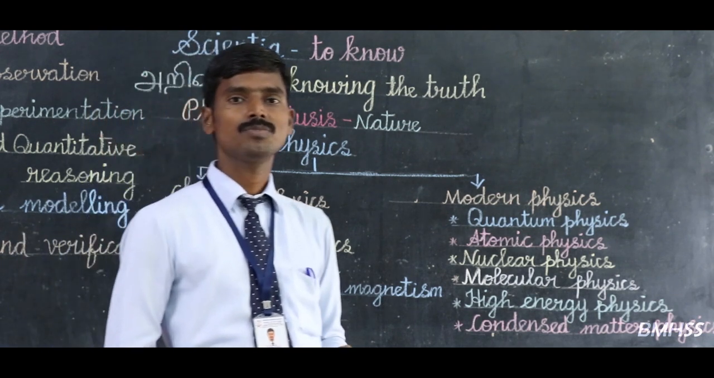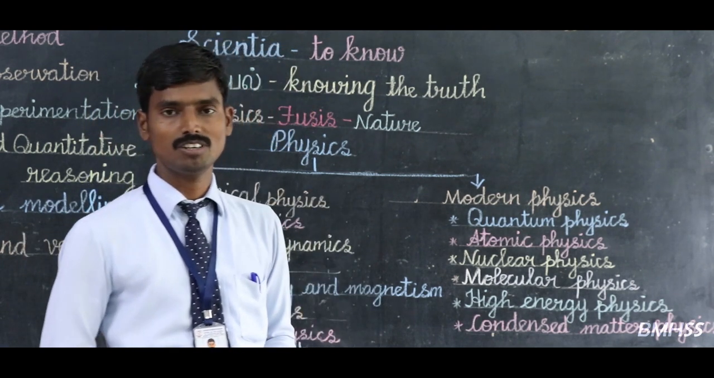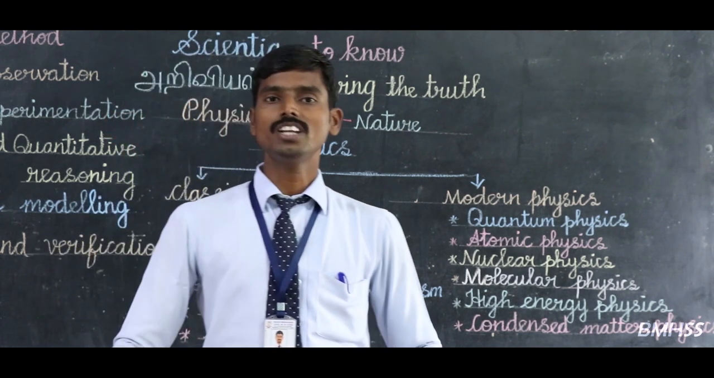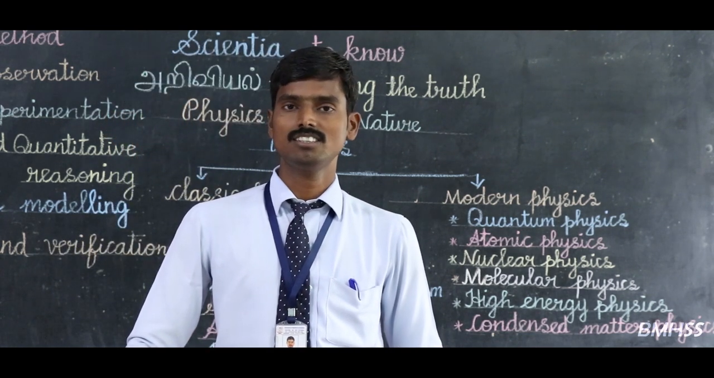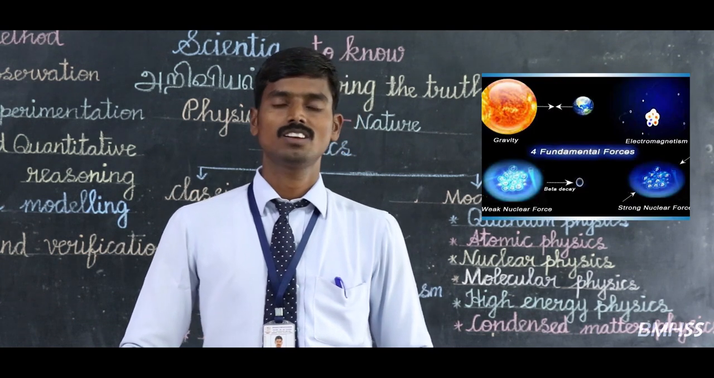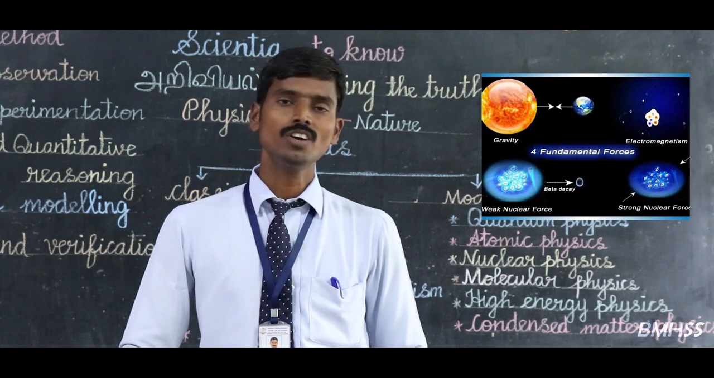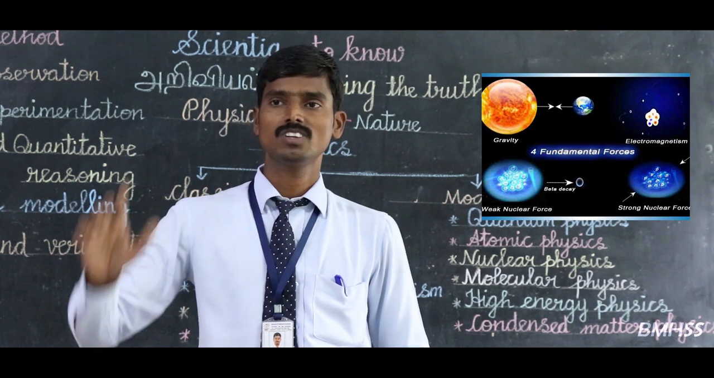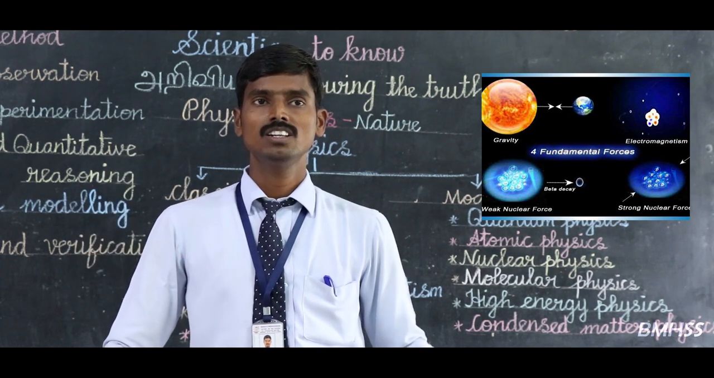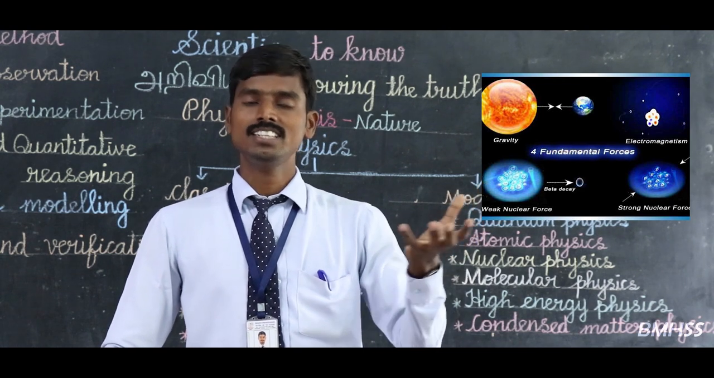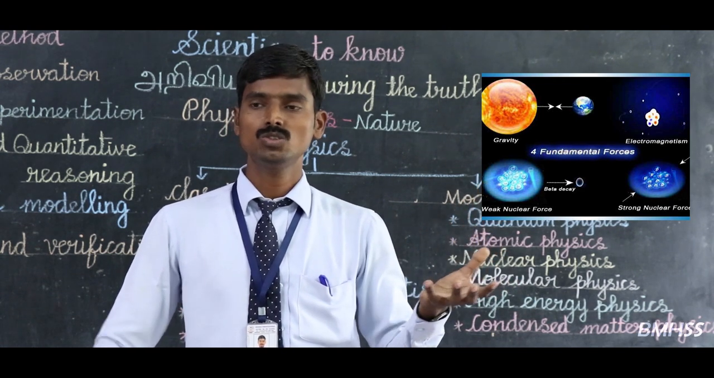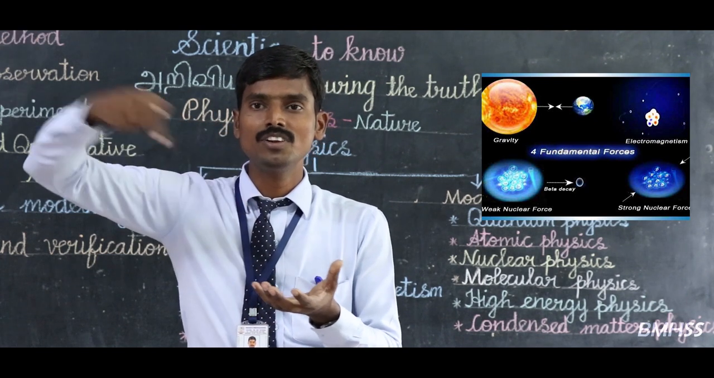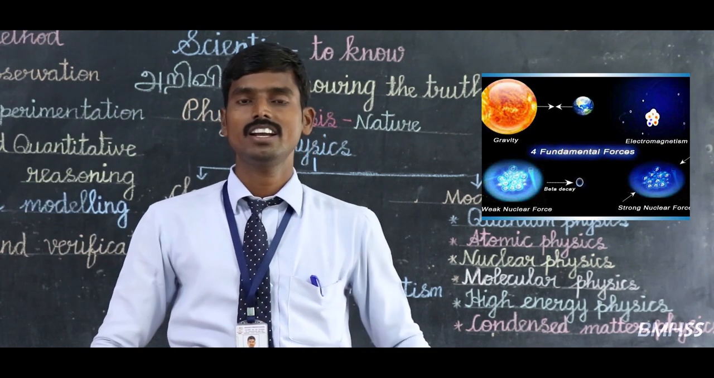Okay, next one is nature of physical world and measurement. There are four types of forces in nature. The first one is gravitational force. You know gravitational force? It occurs in space, for example, sun and earth, sun and moon. All the planets revolve around the sun. The force acting between the planets, we call gravitational force.